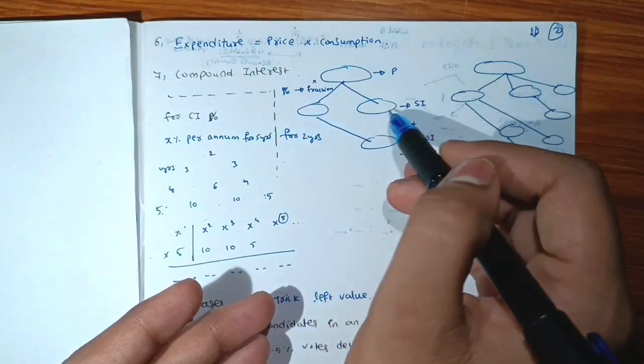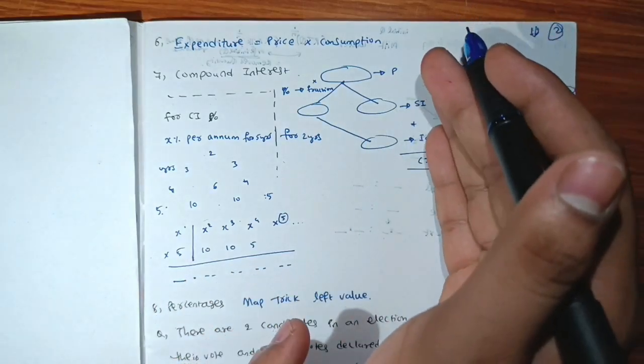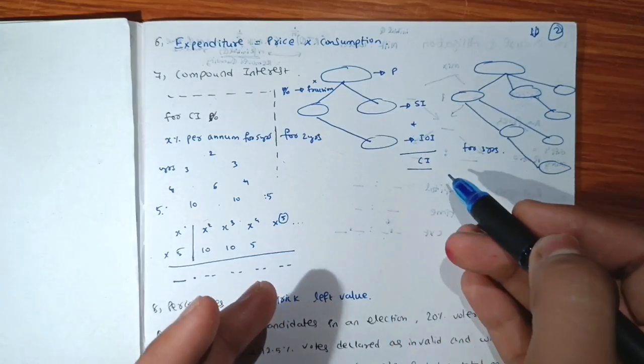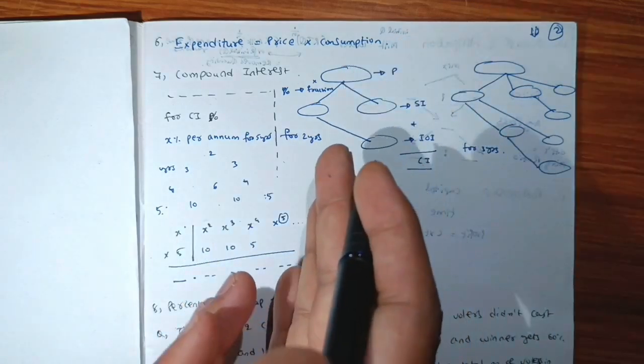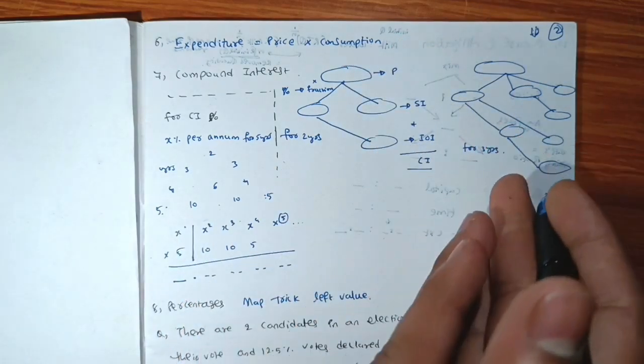The simple interest of the first year gives the interest on interest in the second year. The combination of the SI and the interest on the interest gives the final compound interest. So this is the trick for 2 years. Again we have seen the trick for 3 years.